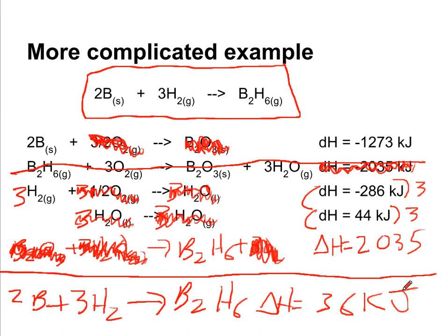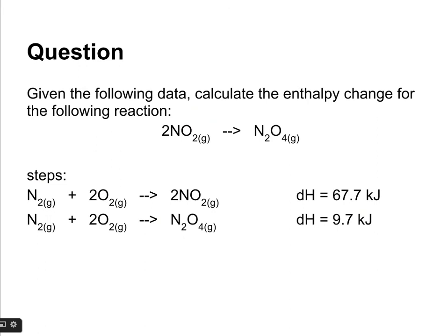That was a very complicated example, but showed a lot of the process of how you have to manipulate the steps in Hess's law problems. Your question for this section: given the following data, calculate the enthalpy change for the following reaction. So manipulate these 2 steps any way you need to come up with this overall reaction, and type the delta H value for this overall reaction in the answer box.